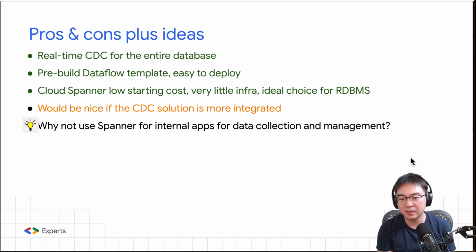So for data collection, where these things are usually done in Excel these days, because the cost is very low, what is the problem with using Cloud Spanner for this? It's just an idea. Let me know what you think.